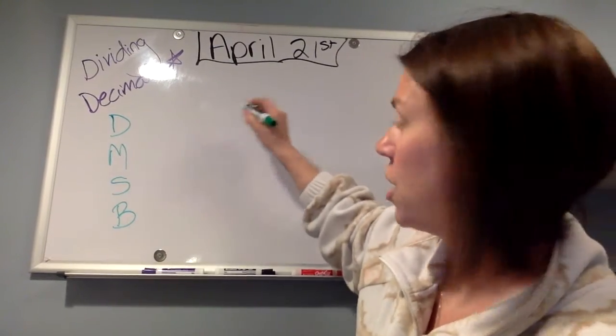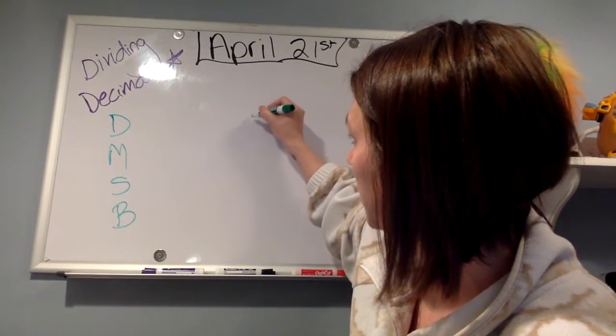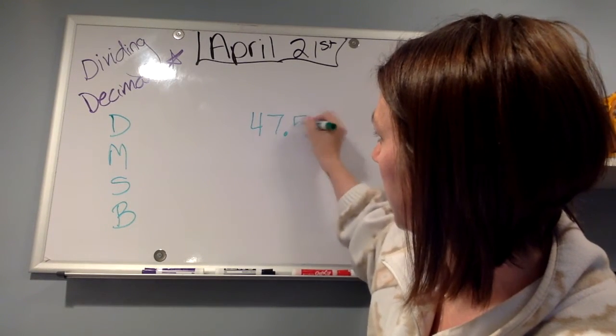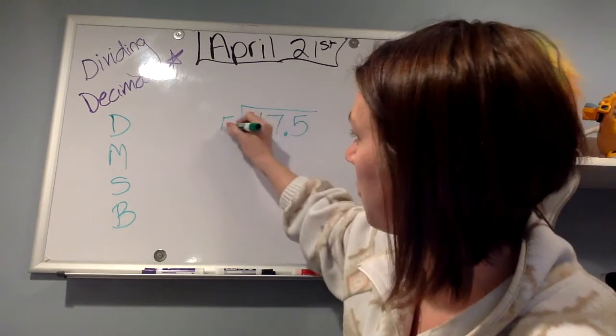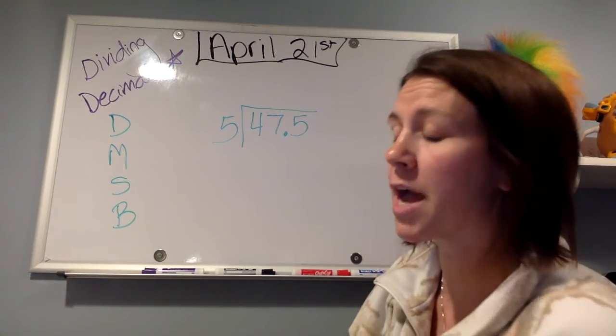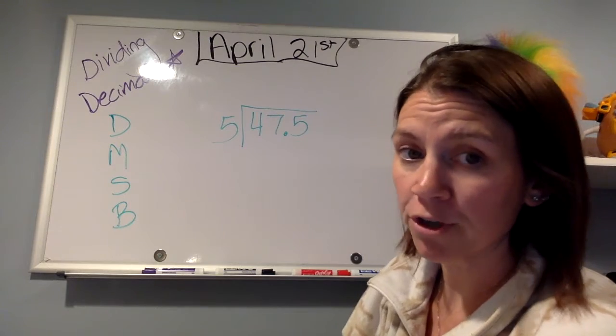You have your decimal in your house. So I'm going to say 47 and 5/10. And I'm going to put a 5 on the outside to keep it simple. There's one on the quiz. The first one has a 5 on the outside. All right, here's remembering our steps.